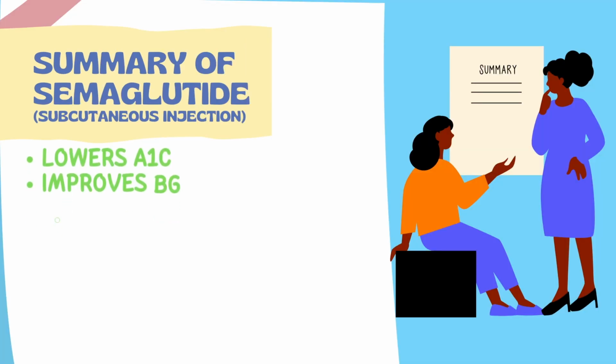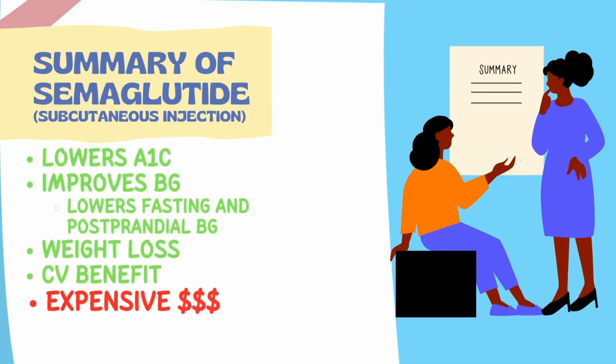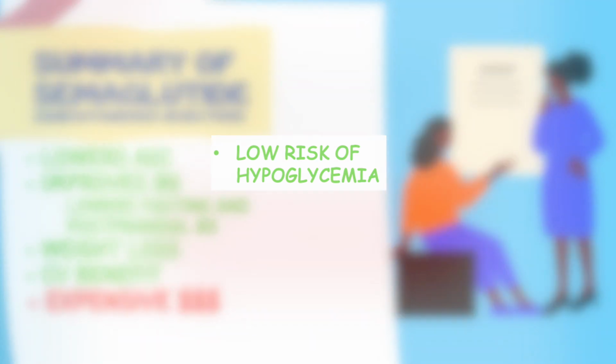So here we have a summary slide. Overall, this medication helps to lower A1C, it improves blood glucose levels, it helps to lower the fasting and also the postprandial blood glucose rise. It helps in weight loss and cardiovascular benefit. The downside is that this is an expensive medication, so affordability can be an issue.